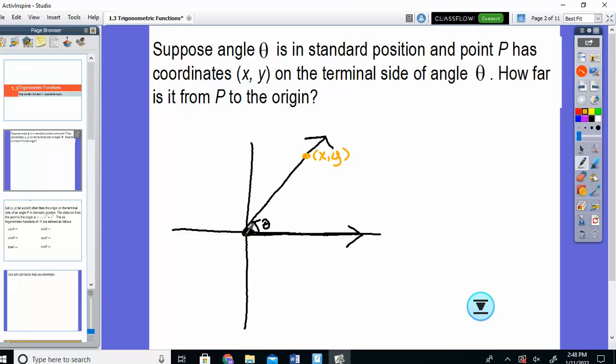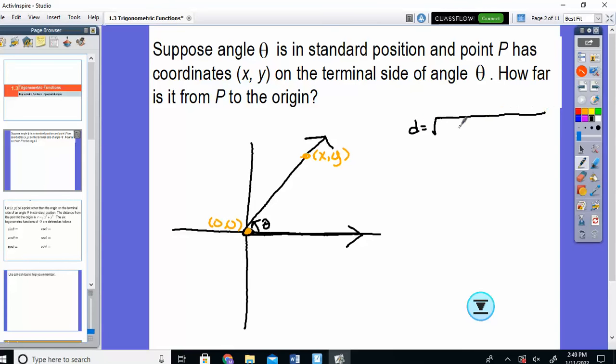My question is, how far is it from that point to the origin? So the origin is our vertex. What's that ordered pair at the origin? 0, 0. How would we figure out how far apart those things are? X minus X plus Y. Close. It's the distance formula.